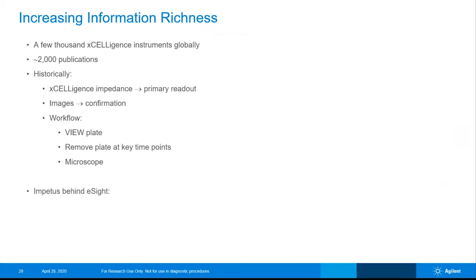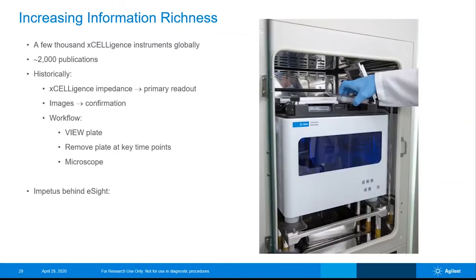Improving upon this was really the impetus behind our newest version of xCELLigence, what we've called eSight, and that's being shown here. The idea is that you would use a single simplified workflow, which is the same as what I've been showing you, but that you would get 2 data sets with unique perspectives. So you would have the real-time impedance coupled with live cell imaging.